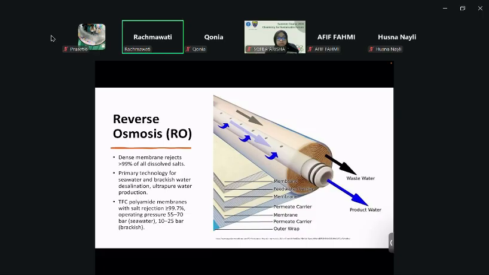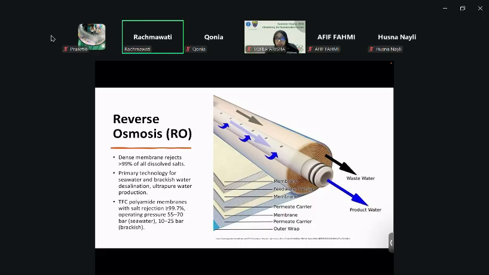It's 55 to 70 bar for the seawater because it has higher salinity. But if it is a brackish water, the required pressure is lower, 10 to 25. So you can imagine that the membrane that you are using for the reverse osmosis should be a membrane with very high mechanical properties.